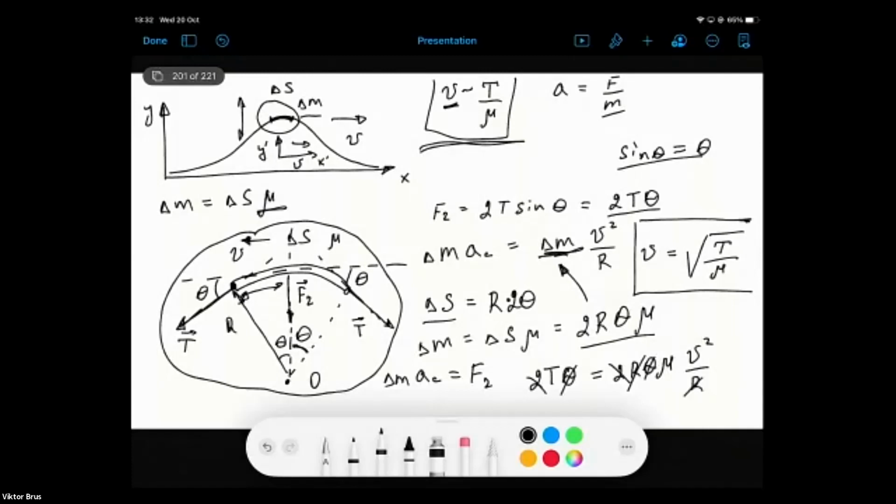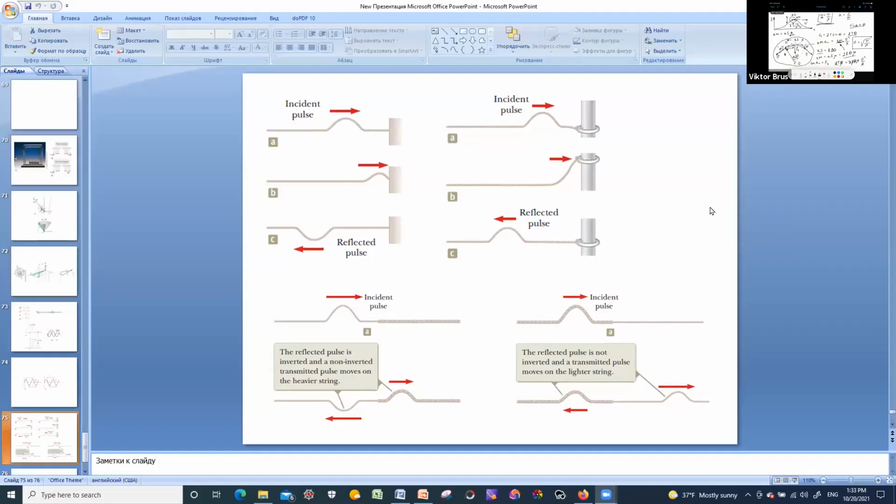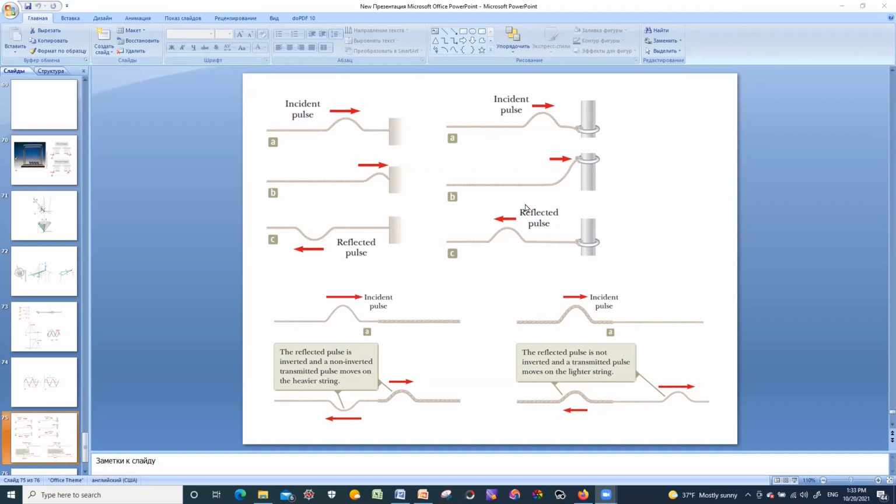Okay, so at this point, let us switch to the general discussion of questions related to reflection and transmittance of mechanical waves. So let me try to share my screen. Okay, do you see my screen now? Yes. Yes. This PowerPoint, yeah.